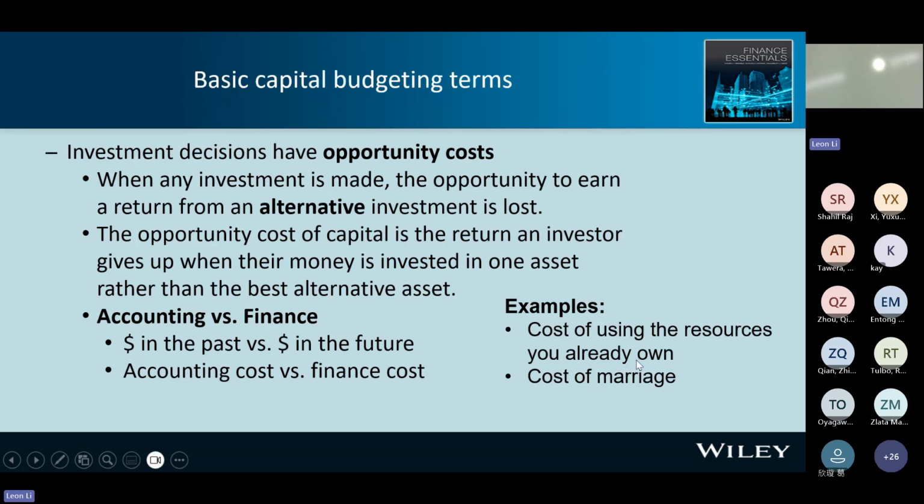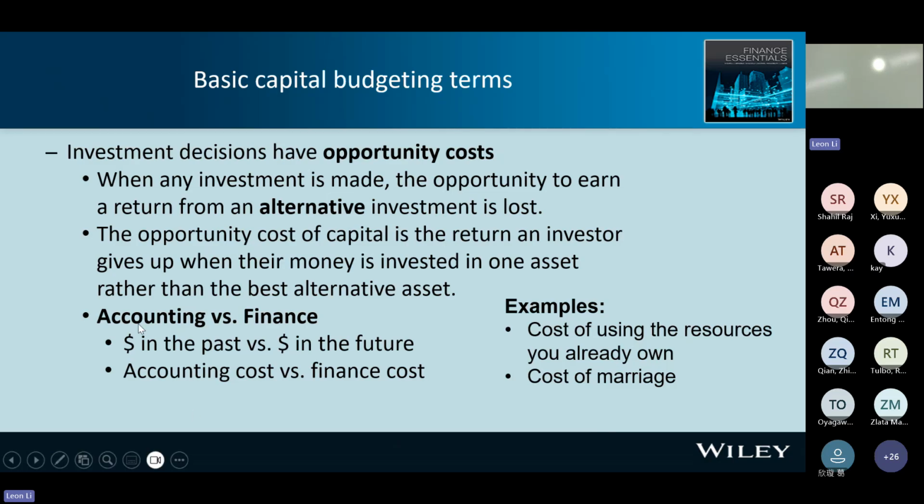So for accounting people, they were thinking this way. We are using the resources we already own, so the cost is zero. Right? But for finance people, it's not. Like we consider opportunity cost, right? So the cost, when you use your own money, it doesn't mean the cost is zero, because when you use the money in one project, you lose the opportunity of other project, right? For me, I always think about the cost of marriage, right? So I can see the opportunity cost, right?